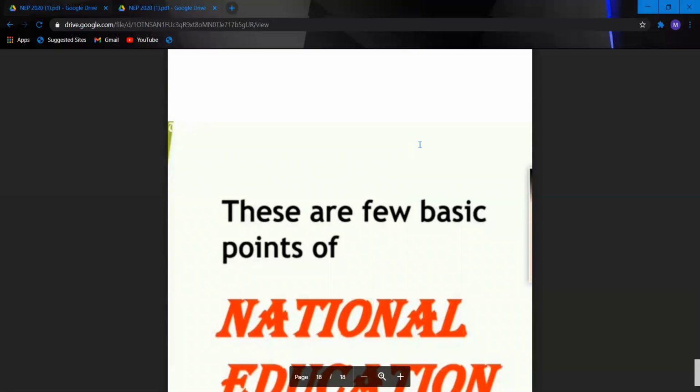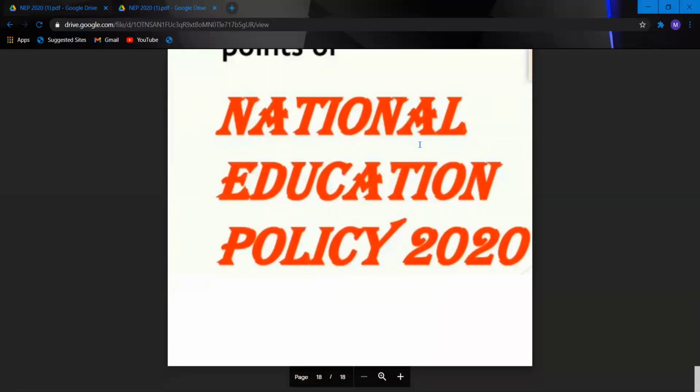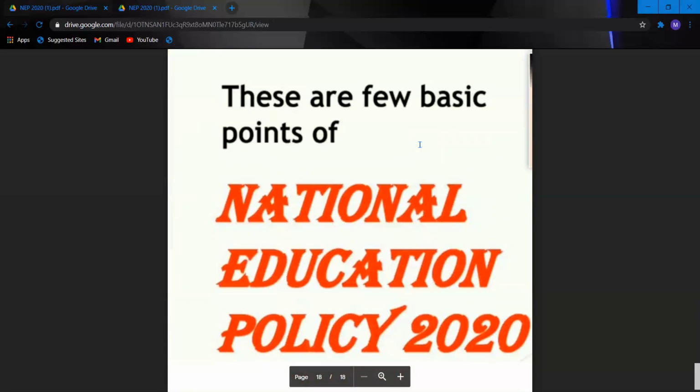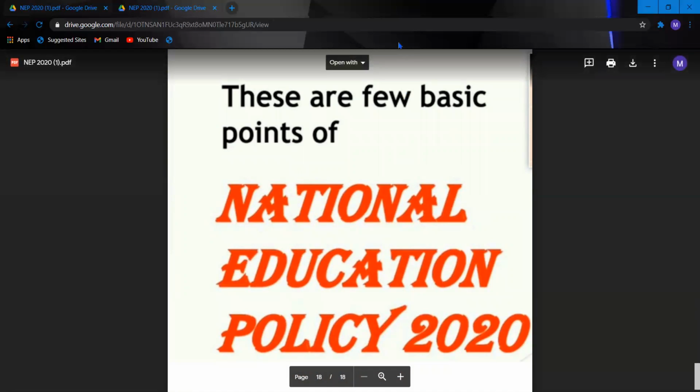So these are a few basic points of National Education Policy 2020. I hope you all have understood what the new education policy is. We have a lot of expectations from this new education policy.